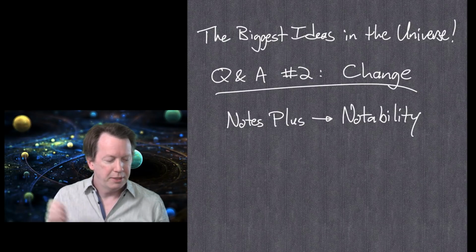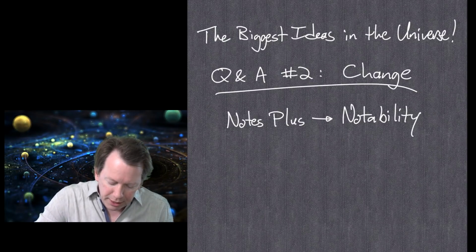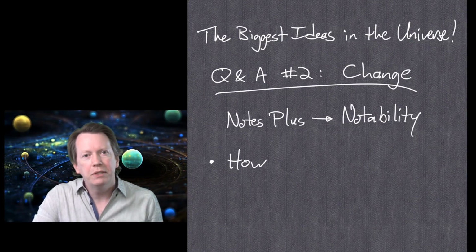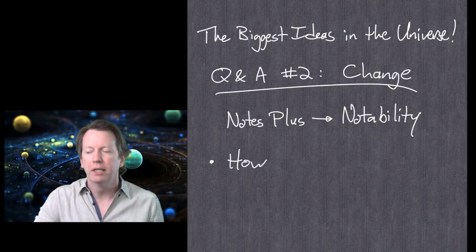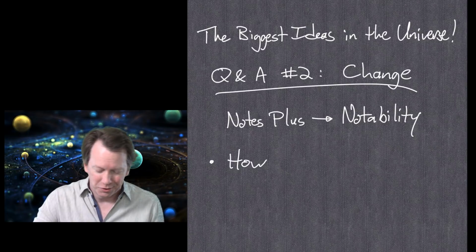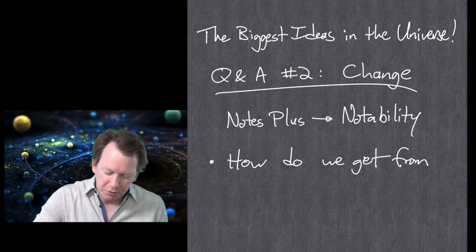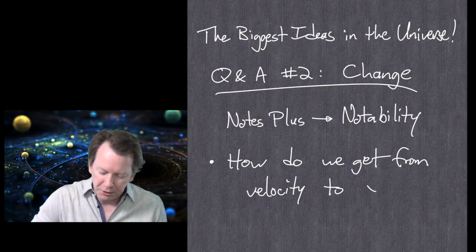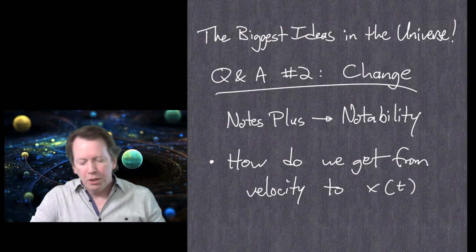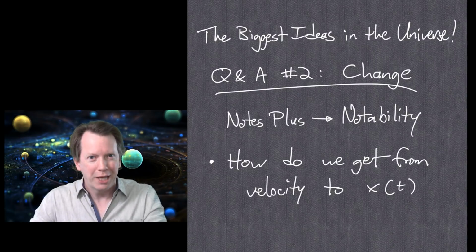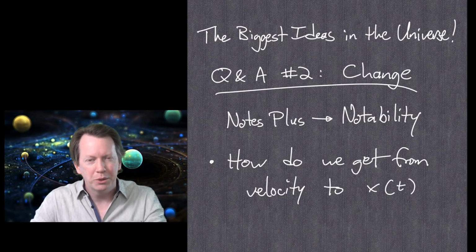What do we have? The first question, it's a basic one. How do we get from rate of change of position over time to the actual position over time? How do we get from velocity, which is rate of change of position over time, to position over time, x of t? I put this one in there explicitly because, in principle, I answered that one in the video. That was part of what I was trying to do.